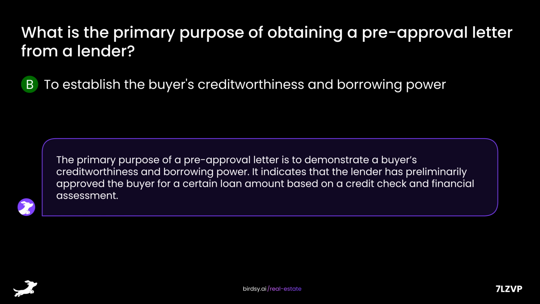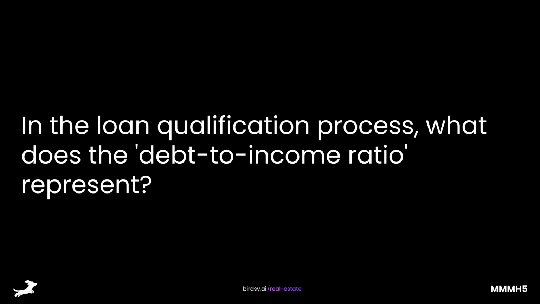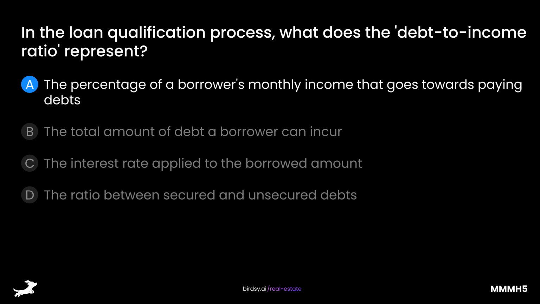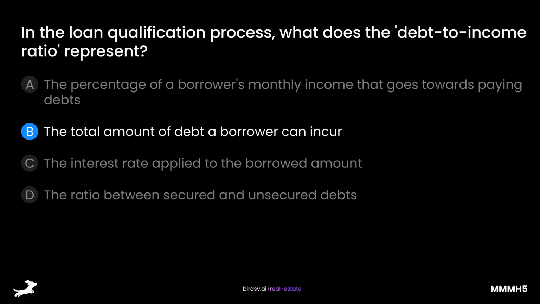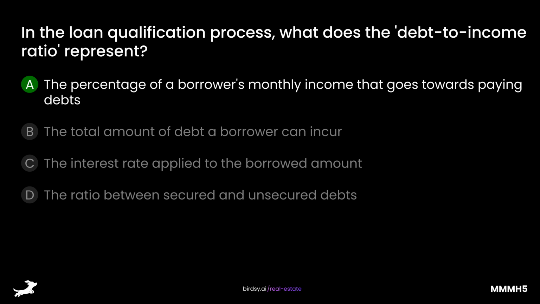In the loan qualification process, what does the debt-to-income ratio represent? Is it A, the percentage of a borrower's monthly income that goes towards paying debts? B, the total amount of debt a borrower can incur? C, the interest rate applied to the borrowed amount? Or D, the ratio between secured and unsecured debts? The answer is A, the percentage of a borrower's monthly income that goes towards paying debts.